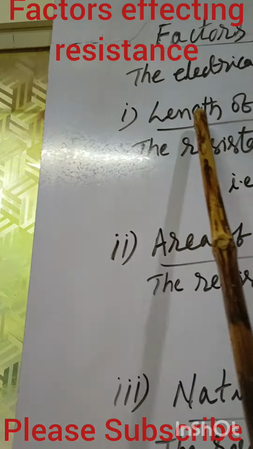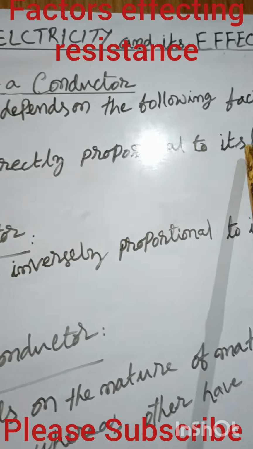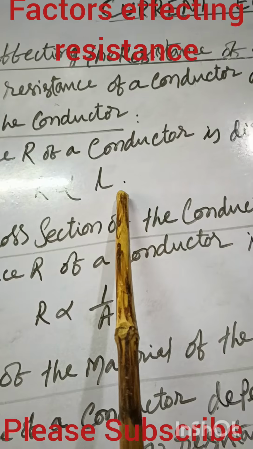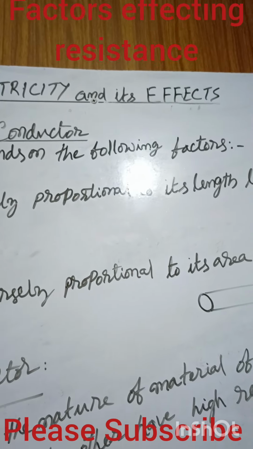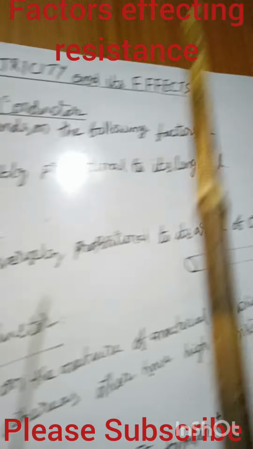That is, one, length of the conductor. The resistance R of a conductor is directly proportional to its length L. So that is R directly proportional to L. See, less length, less resistance, more length, more resistance.